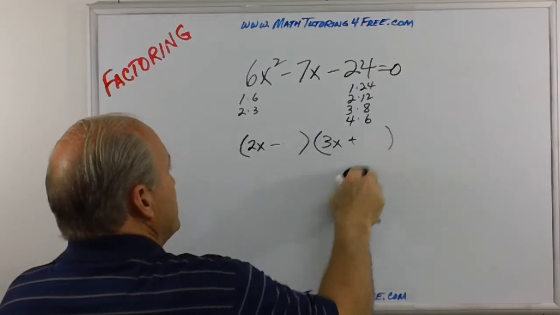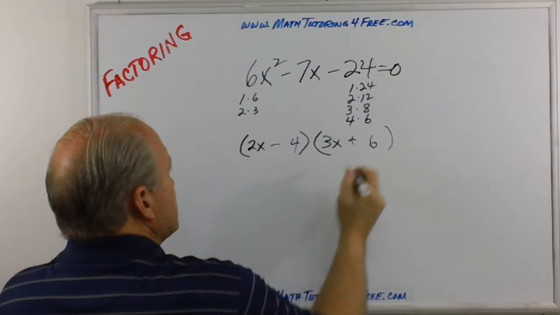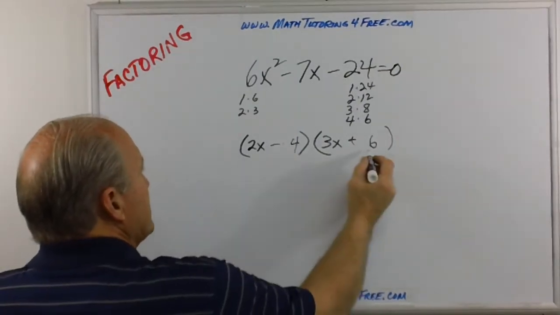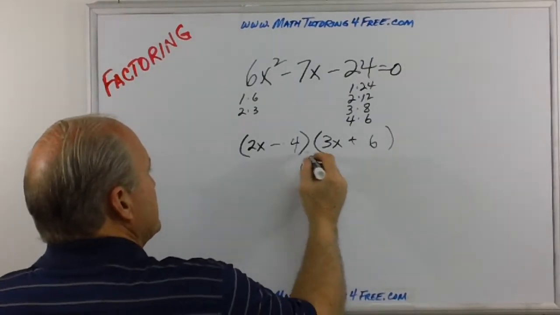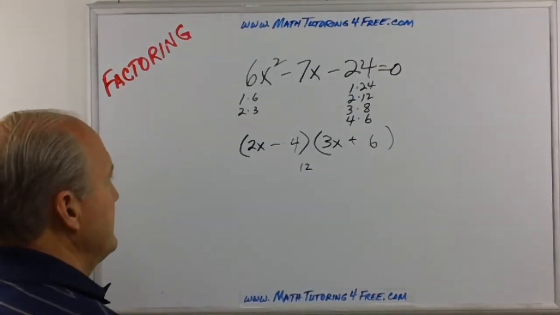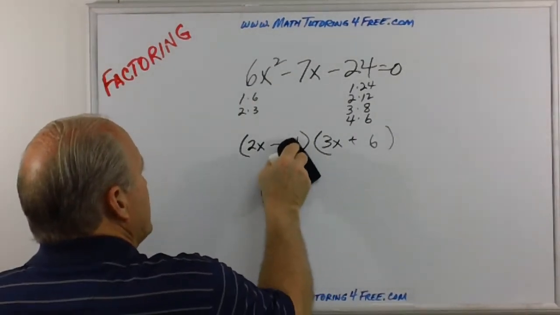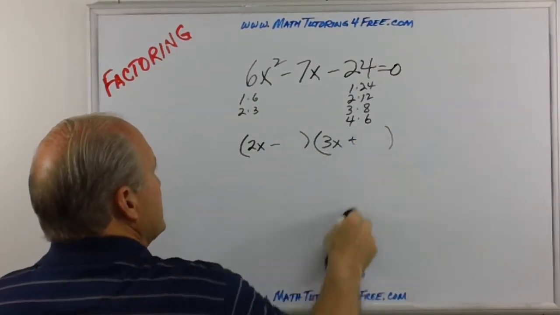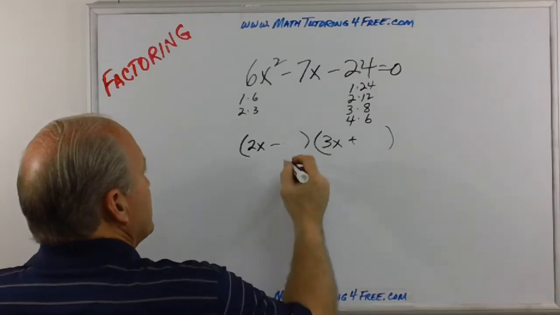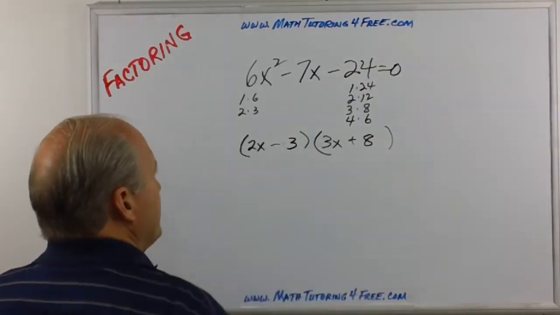How about, let's go to the 4 and 6. Well, 2 times 6 is 12. 3 times 4 is 12. They're just going to cancel each other out. Let's go back. That doesn't seem right. Let's try this again. Let's try 3 here and 8 over here.